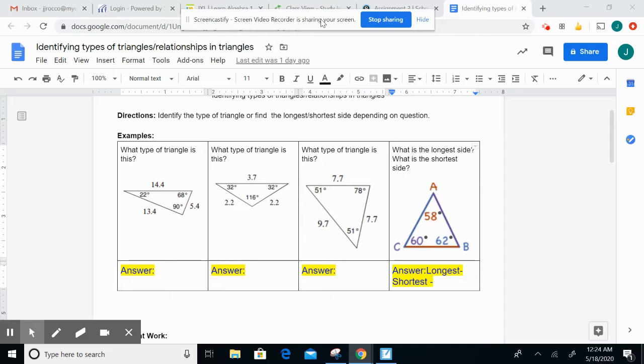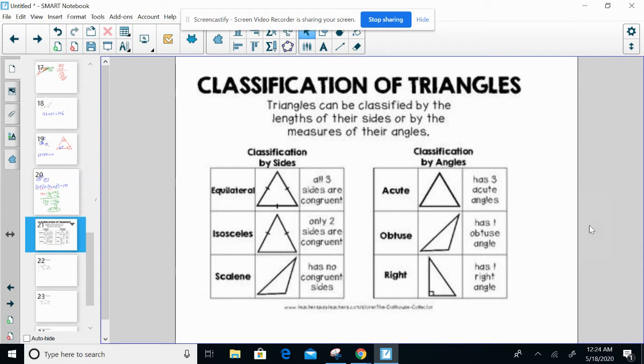So, something important. I don't know if you want to screenshot it, pause it to do your problems, but the first three you're going to do are this. You're just going to classify the triangles based on their sides and based on their angles.